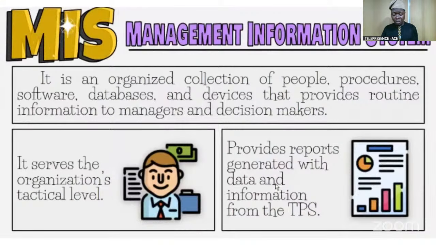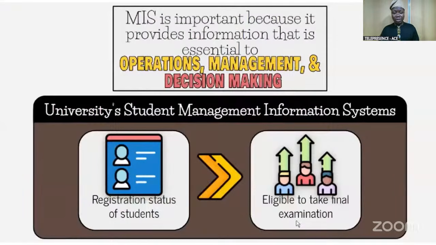So I think we have gotten a little idea of management information system. I will give us a scenario where we can have it being related most of the time. Then we go to the importance of a management information system, because it provides information that is essential to operation, management, and decision making. So here, what is important? They help us to keep data, they help us to keep information, they help us to manage data and information which may be used later for decision making.